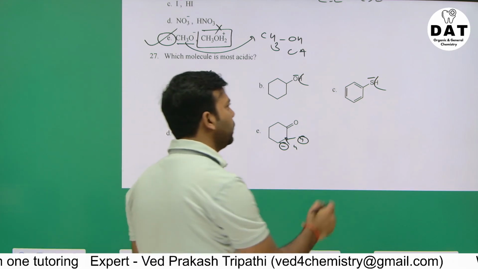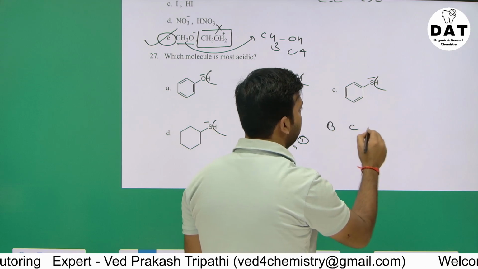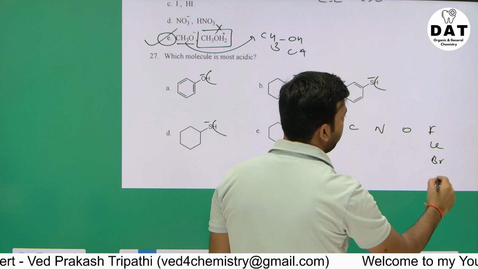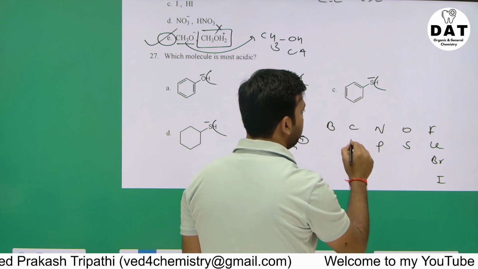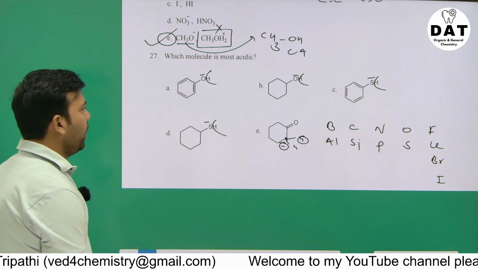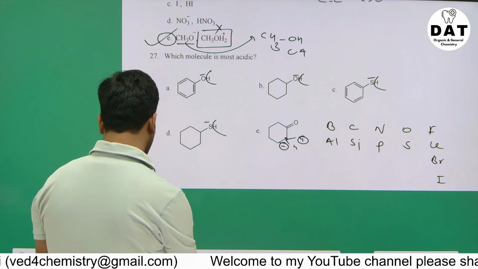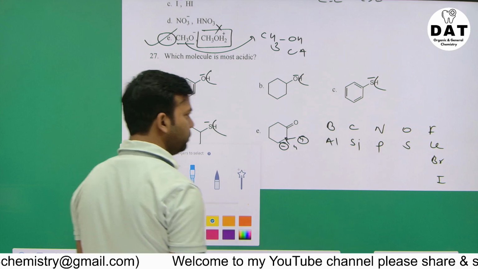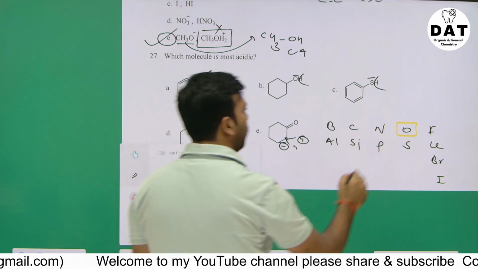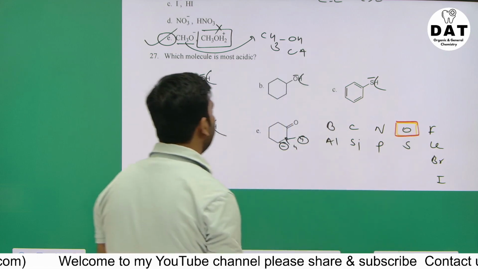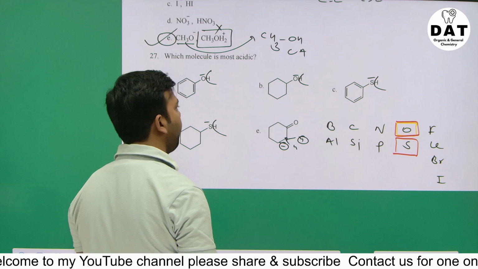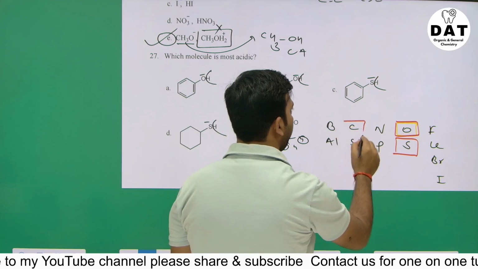Look at the positioning in the periodic table. B, C, N, O, F, chlorine, bromine, iodine. Here sulfur, here phosphorus, here silicon, here aluminium. So my atoms are oxygen, sulfur and carbon. I am going to use a different color. Okay, we can use the red one. Clear?